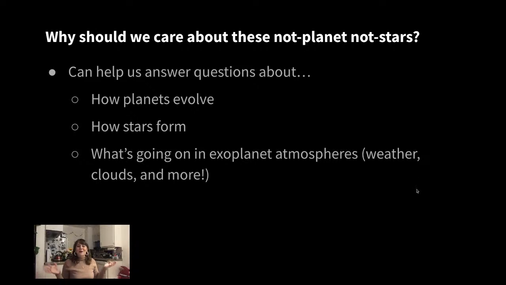So why should we care about things that aren't planets and aren't stars? It's because they are the connection between the two. So they can help us answer questions about how planets evolve, how stars form, and what's going on in exoplanet atmospheres. So brown dwarfs, since they're bigger and easier to observe, we can actually look at weather and clouds and more in those kinds of objects, and then take the lessons we've learned from that and apply them to planets.